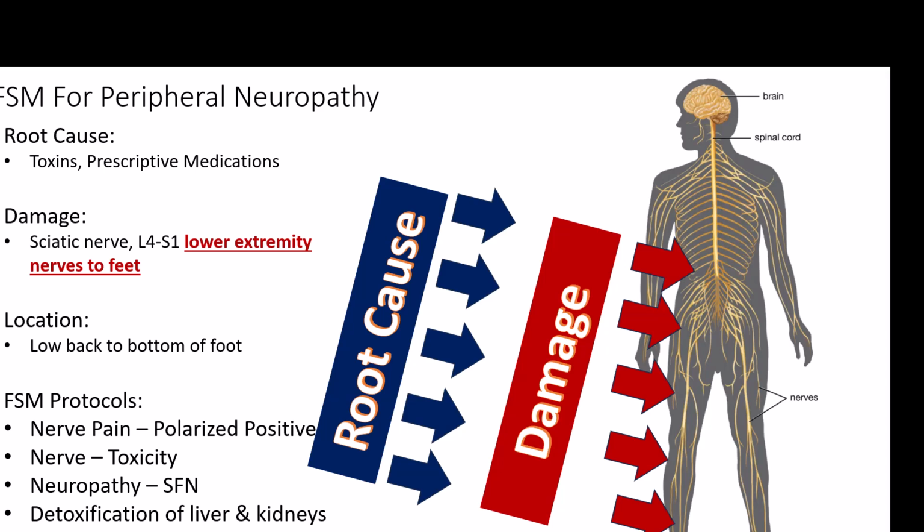Here's another case. In this case, we have nerve pain or dysfunction of the sciatic nerve, and the official diagnosis is idiopathic peripheral neuropathy, meaning we don't know what the cause is. But the nerve pain began about 8 months after starting to take a statin drug. So we're going to use the nerve pain, nerve toxicity, and small fiber neuropathy protocols to treat the nerve.